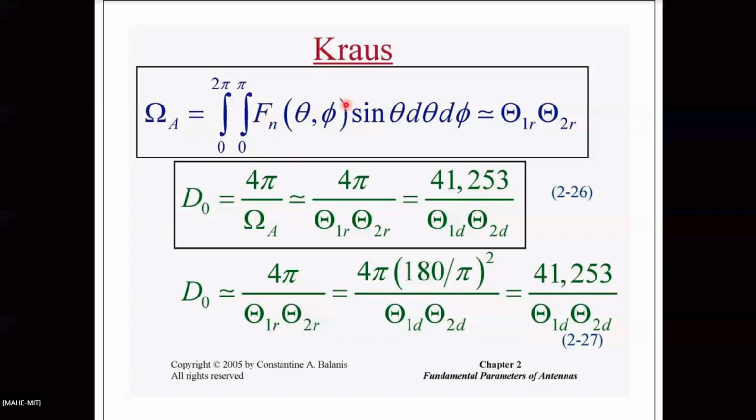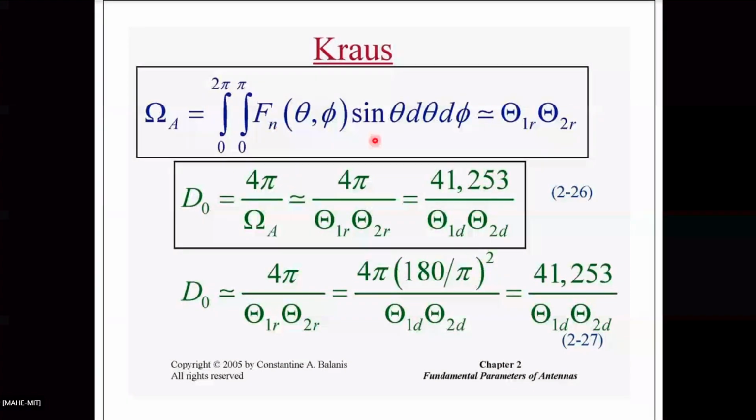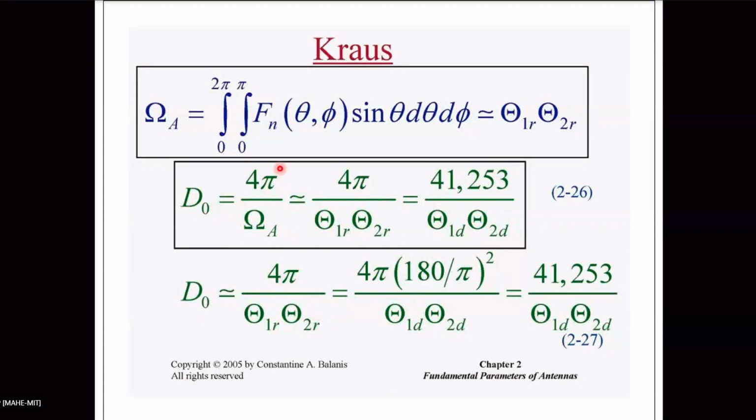Okay. Now, omega A is the integral of Fn of theta phi sin theta d theta d phi, with theta from 0 to pi and phi from 0 to 2 pi, and it is approximately given by capital theta 1r into capital theta 2r. What are capital theta 1r and capital theta 2r? They are the half power beamwidths in two mutually perpendicular planes. So D naught, this is not new to you, is equal to 4 pi by omega A.